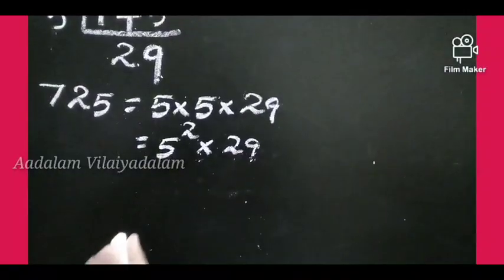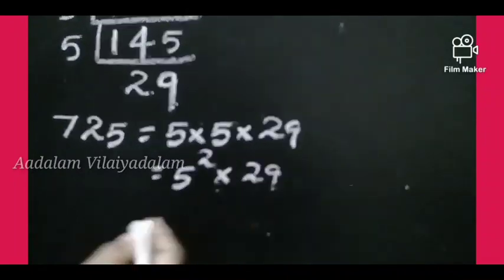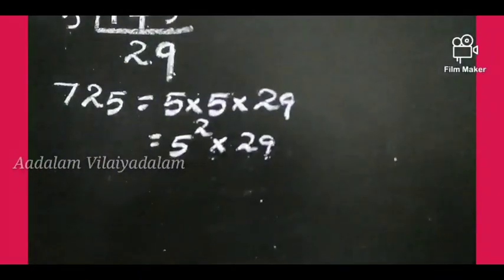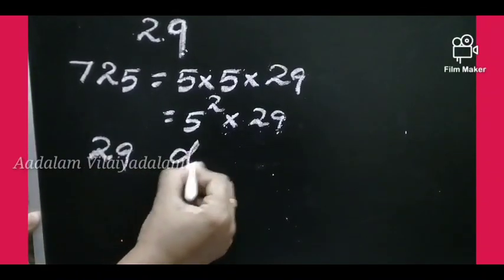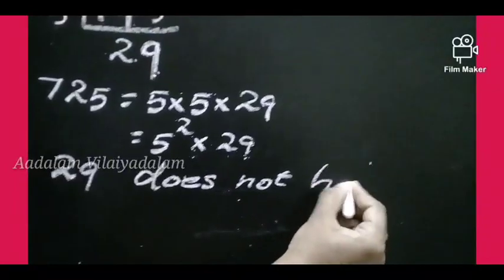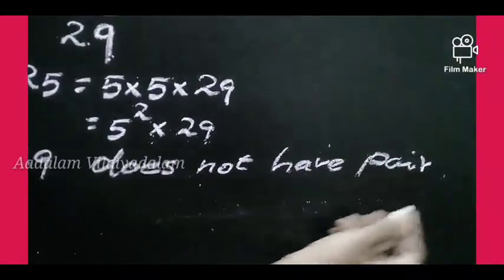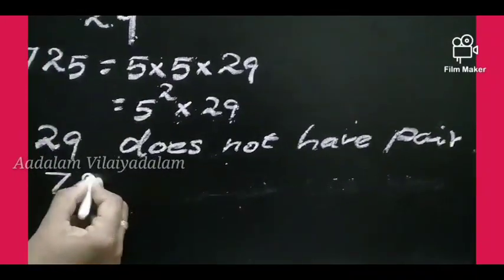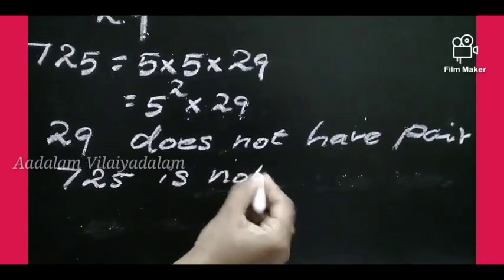Here 29 does not have any pair. Therefore 725 is not a perfect square. So 29 does not have a pair. Only one 29 is there. Therefore 725 is not a perfect square.